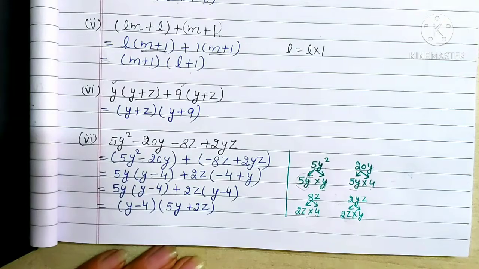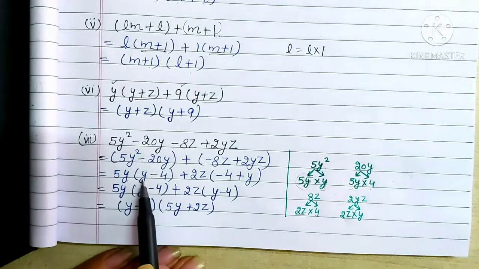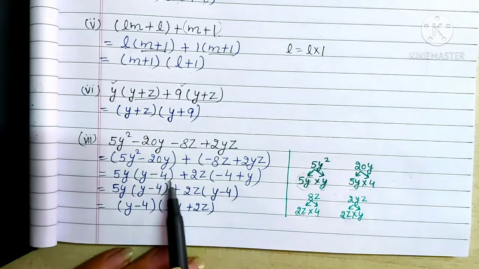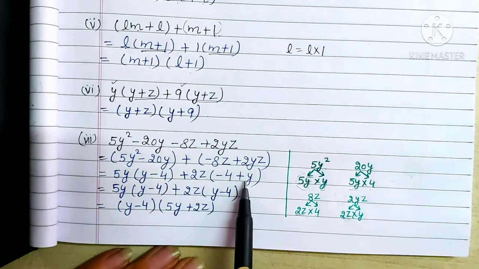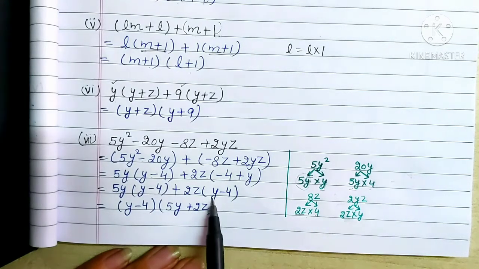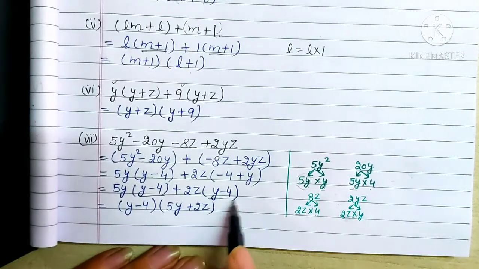Now students, observe carefully. These two terms should be the same, with the symbols also. So here it is y minus 4, meaning 4 has a negative symbol and y has a positive symbol. The same we are getting here: y with a plus symbol and 4 with a minus symbol. So now we can observe y minus 4 and y minus 4 is the common factor.